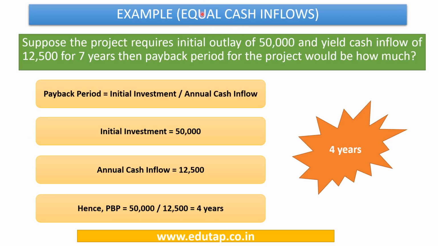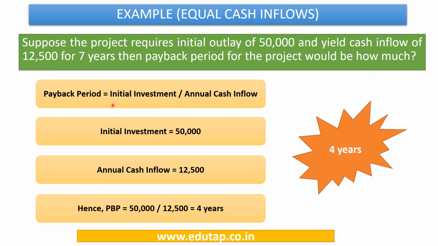Now let us understand this through an example. Suppose the project requires an initial outlay of 50,000 and it yields a cash inflow of 12,500 for 7 years. Then the payback period for the project would be how much? So this is very simple.